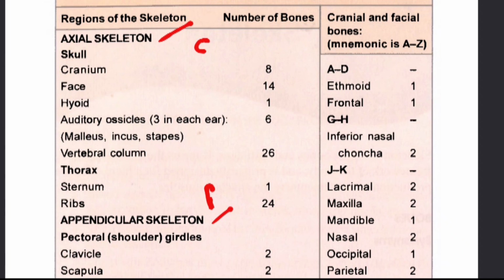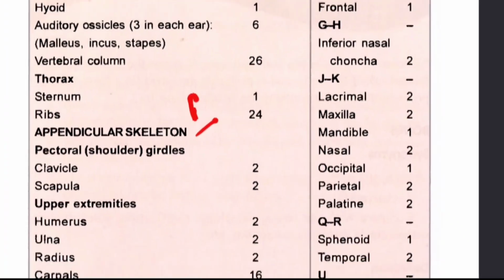The axial skeleton consists of the skull, which is basically your head region, in which the cranium is there. The cranium is the box of the brain. Then facial bones, one hyoid bone, and the bones of the ears; we'll discuss these according to the diagram. Then the vertebral column, the spine, which is also in the central region, and the thorax, sternum and ribs. These are the parts of the axial skeleton. And then comes the appendicular skeleton.